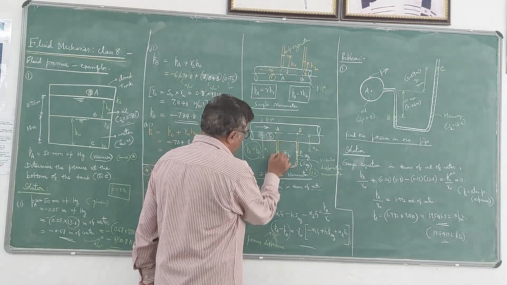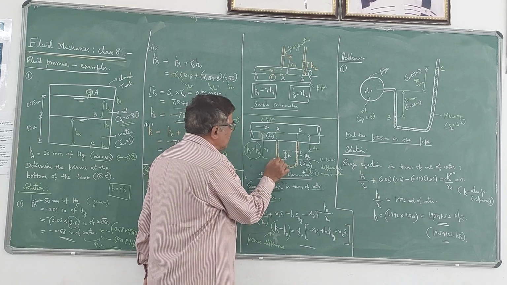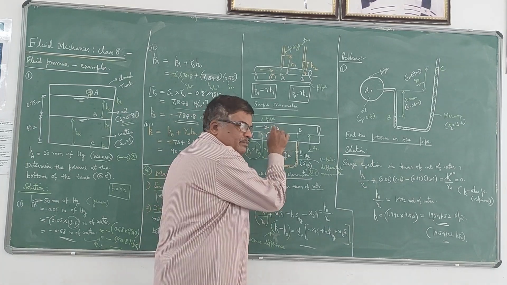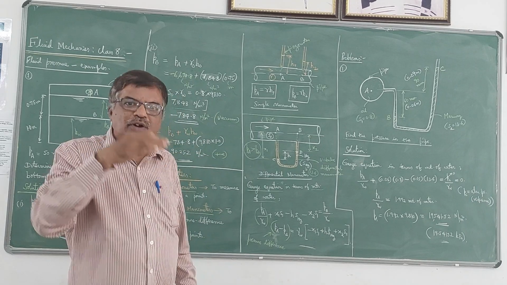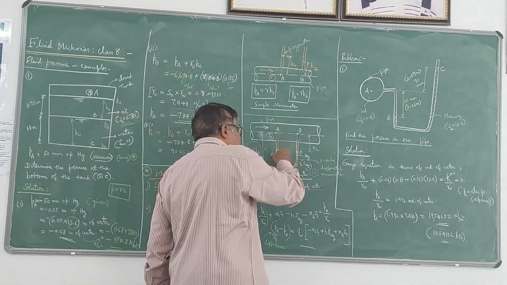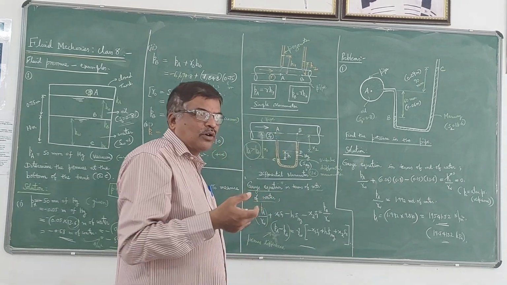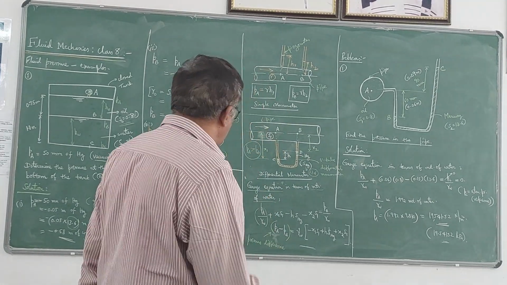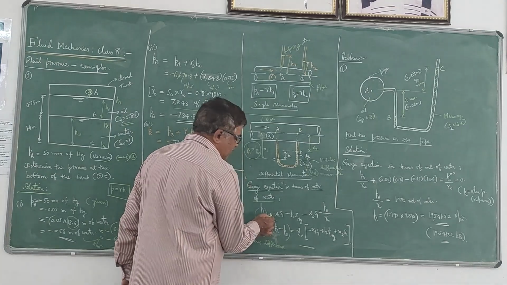Then come to the next point, which is C here. Please note that C is below A. If the point is below the earlier point, pressure is more there, because it exerts more pressure. So always pressure is more at the bottommost point. So I have to take plus then.